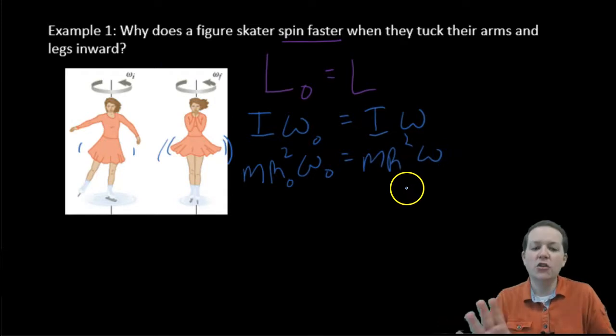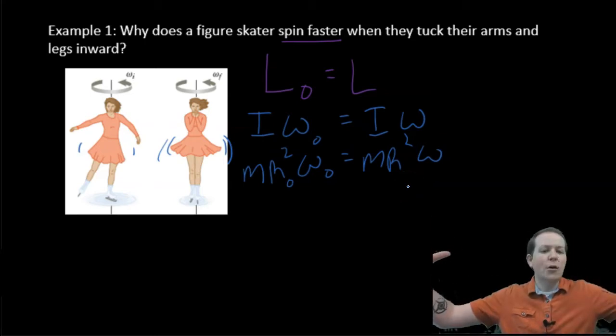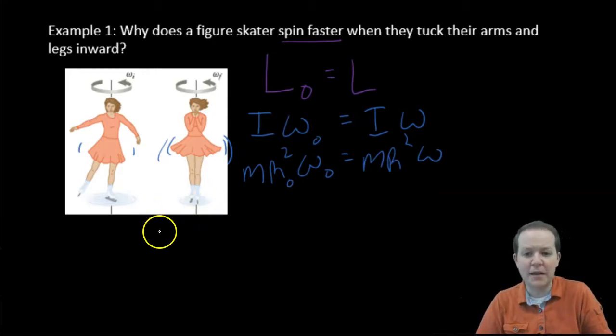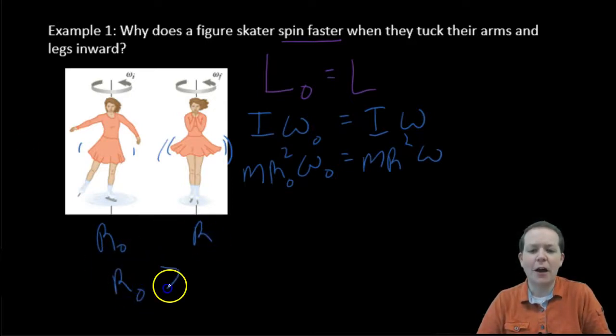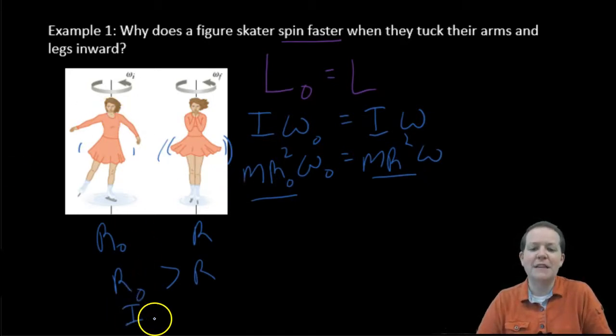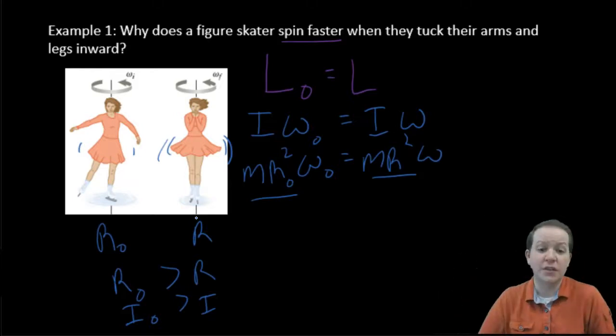Well, what do we know is happening when you are tucking in your arms? You're bringing your mass closer in. You are decreasing how far away that mass is distributed. So if this is r0 and this is r, the original value r0 is bigger. Since their mass isn't changing, that means the rotational inertia of the figure skater before is larger than the rotational inertia after. By tucking in your arms, your mass is closer to the center. You've decreased that rotational inertia. That in turn is key to understanding this problem.